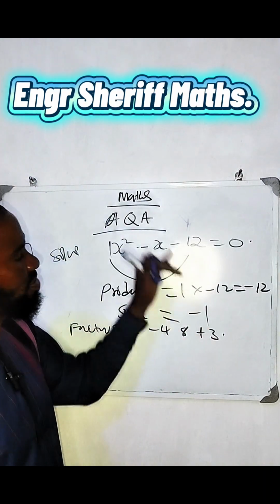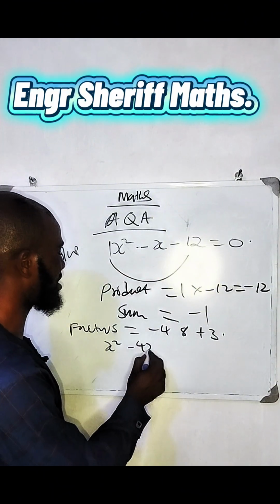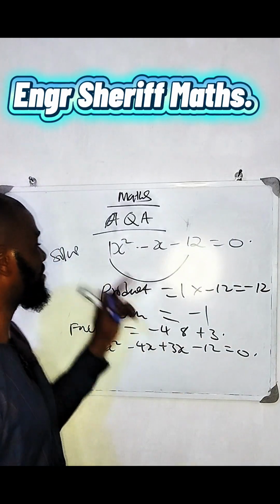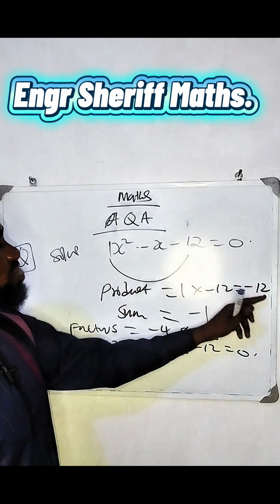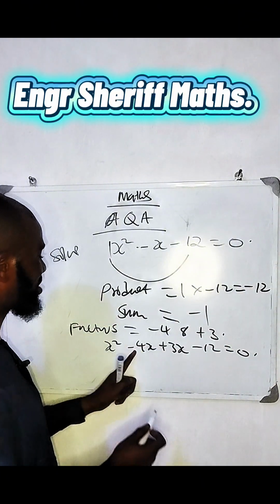So you bring these two factors and you use them to substitute for this minus x here. That becomes what? x squared minus 4x plus 3x minus 12 is equal to 0. Don't forget, if the number here is 2, you multiply 3 times minus 2 to give minus 24, because the number here is 1. That's why this number is minus 12. So you have minus 4x plus 3x.